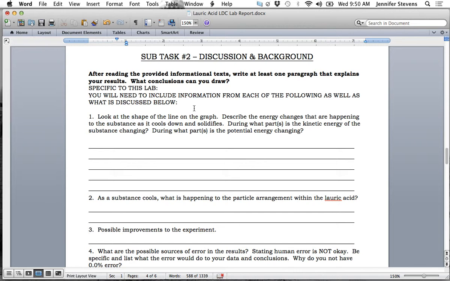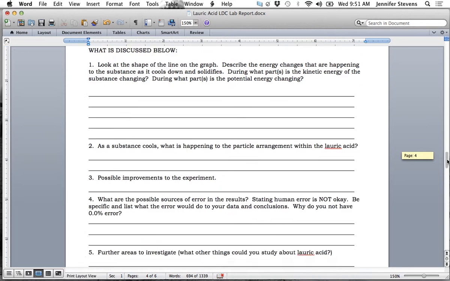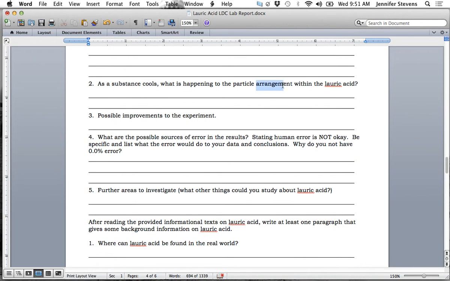So I have a series of questions here that are meant to actually help you develop this paragraph. The first question has you look at the graph itself and identify what energy changes are happening. Where's the kinetic energy changing and where's the potential energy changing? If you can't remember how this all works, you may want to look back at your notes where we talked about the phase changes, and I think we had a couple graphs and we did outline that. Okay. As a substance cools, based on what we know about energy, what is happening to the arrangement? Okay, if you want to think of a different word for arrangement, think of position. That should give you a clue. What is happening to them?